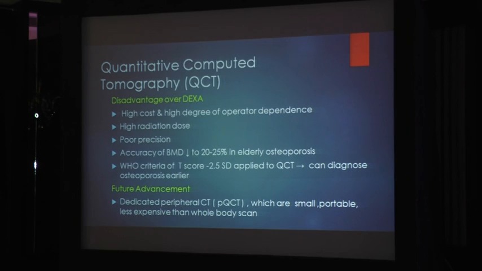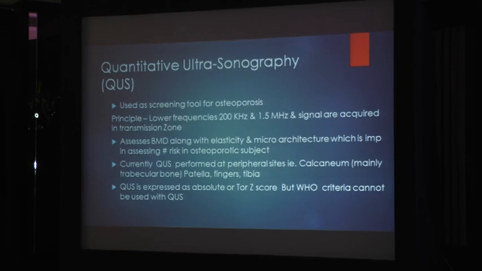This definitely has disadvantages as compared to DEXA because of the very high cost, high radiation, and poor procedure. But if we apply the WHO osteoporosis criteria on this, we can diagnose osteoporosis earlier. And in future, even peripheral CT can be done with a small, portable, and less expensive machine rather than the whole body scan. Then quantitative ultrasonography.